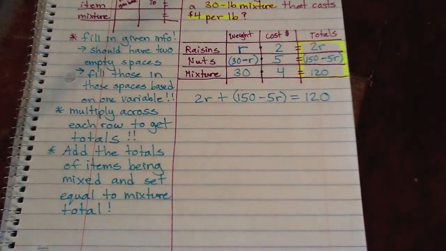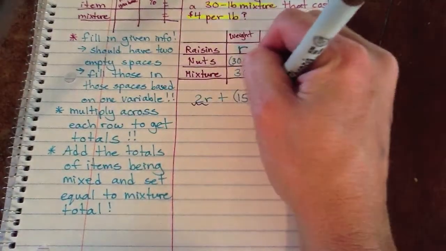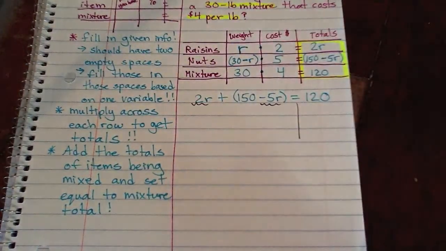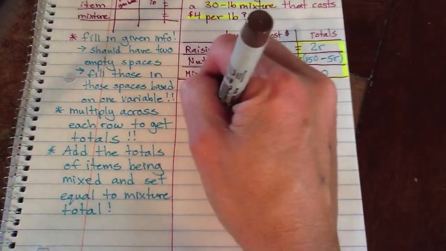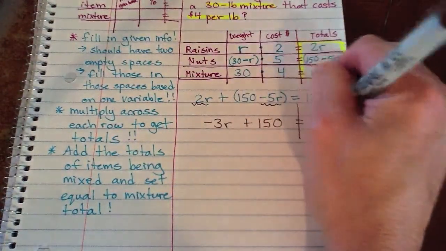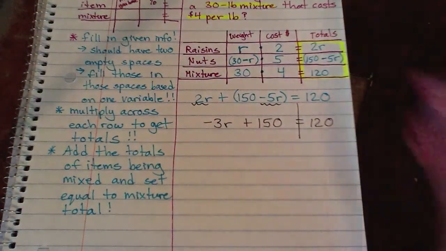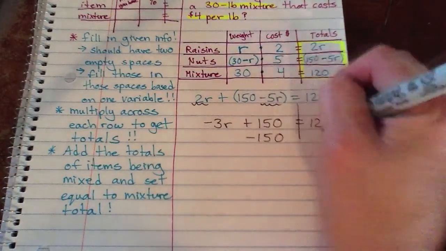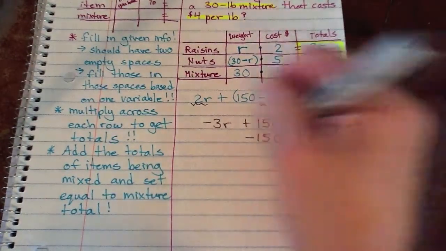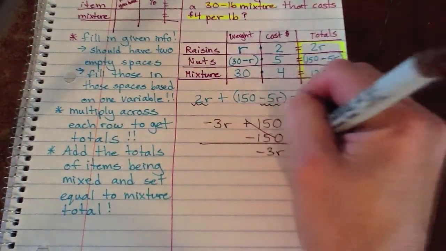Now you're just going to follow what you've been doing with equations. 2r subtracting 5r is a negative 3r plus 150 equals 120. And then you subtract 150. Be careful with your signs here. Positives and negatives are so important.